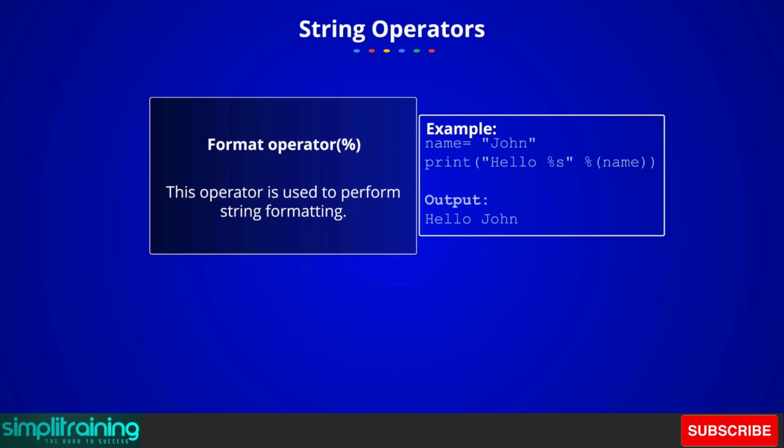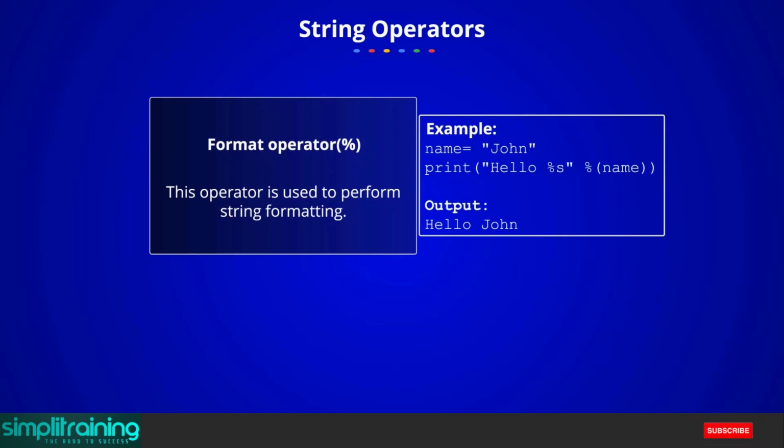In this example, name equals "John". Print "hello %s", and we specify the variable name with a modulus sign. This results in hello John.